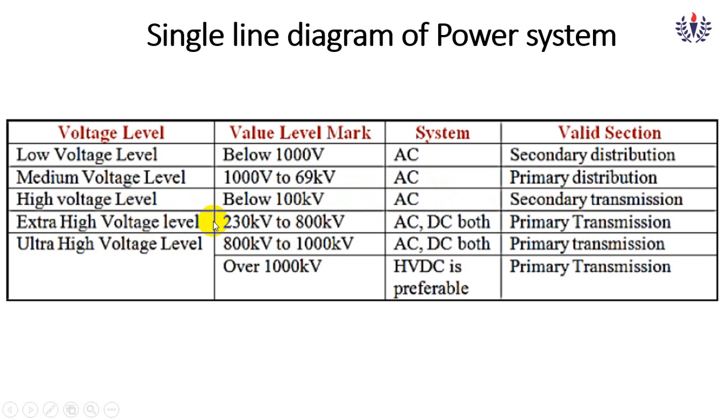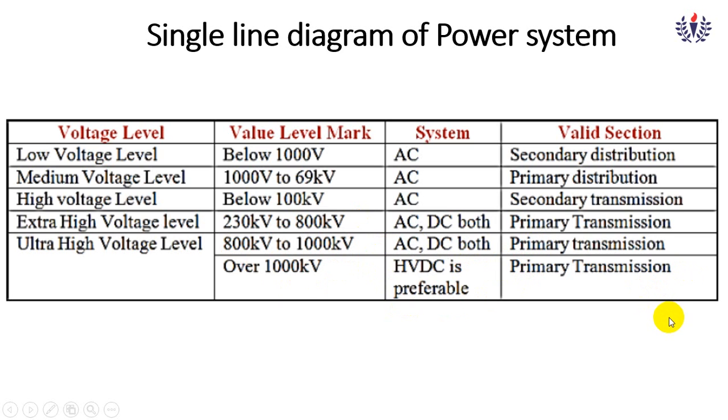EHV, the extra high voltage level, is 230 kV to 800 kV. Now DC also comes into the picture, so AC and DC, and this is also primary transmission. You might have seen this on the roadsides too. UHV is where research is now going on in many places. From Dehradun they have installed it, but not in our areas. It is still in research, at 800 kV to 1000 kV. Here the one problem is the design of insulation. This applies to both AC and DC, and may be used for primary distribution.